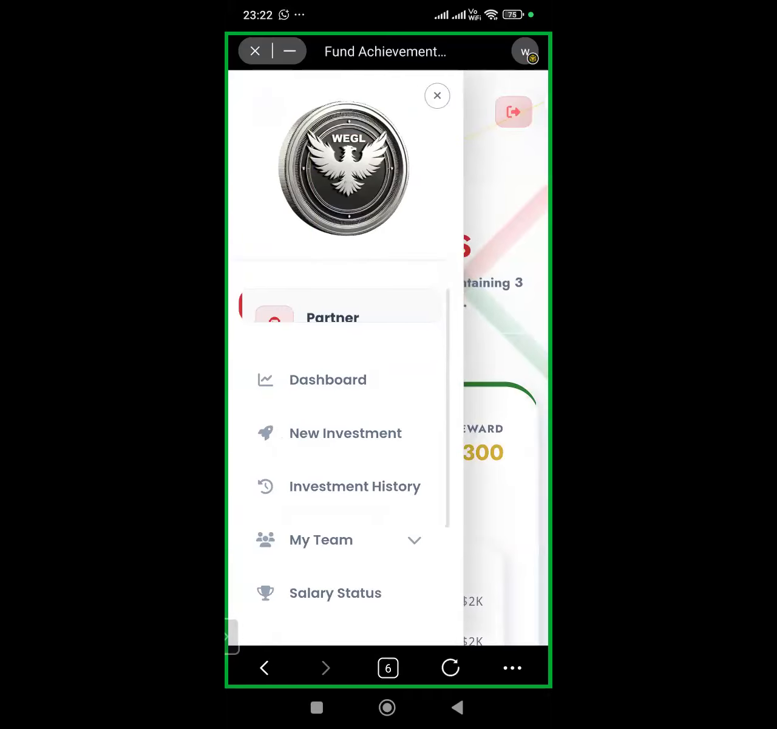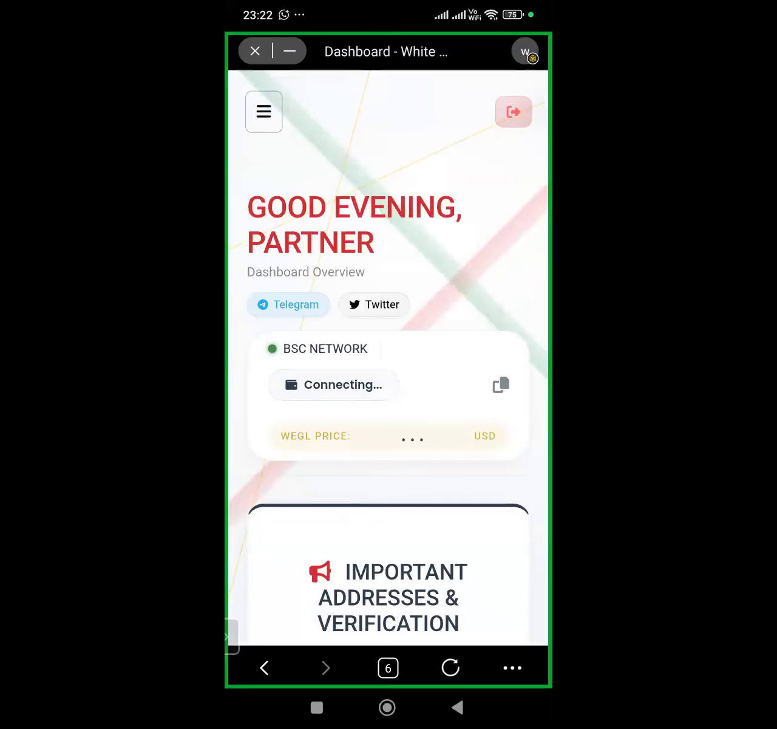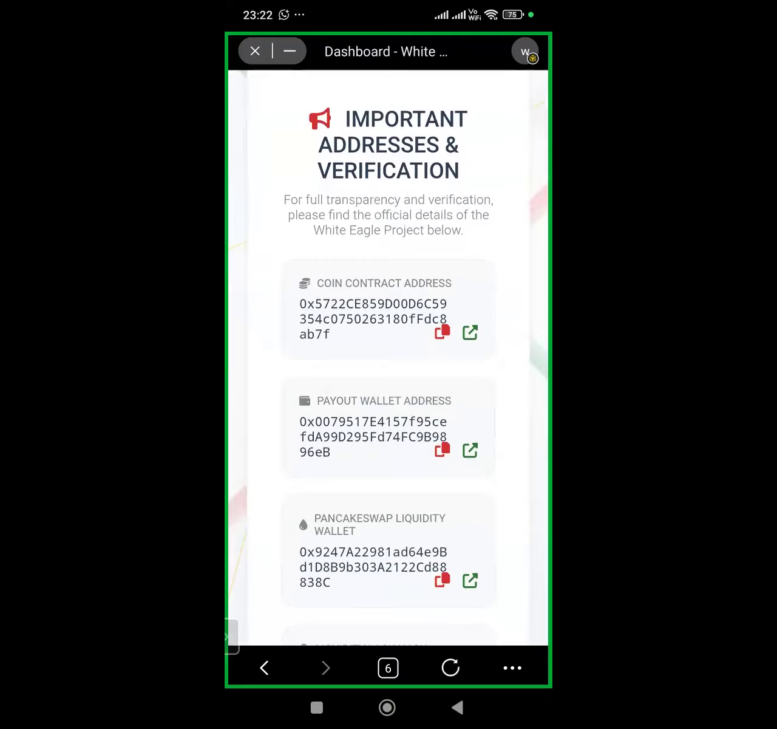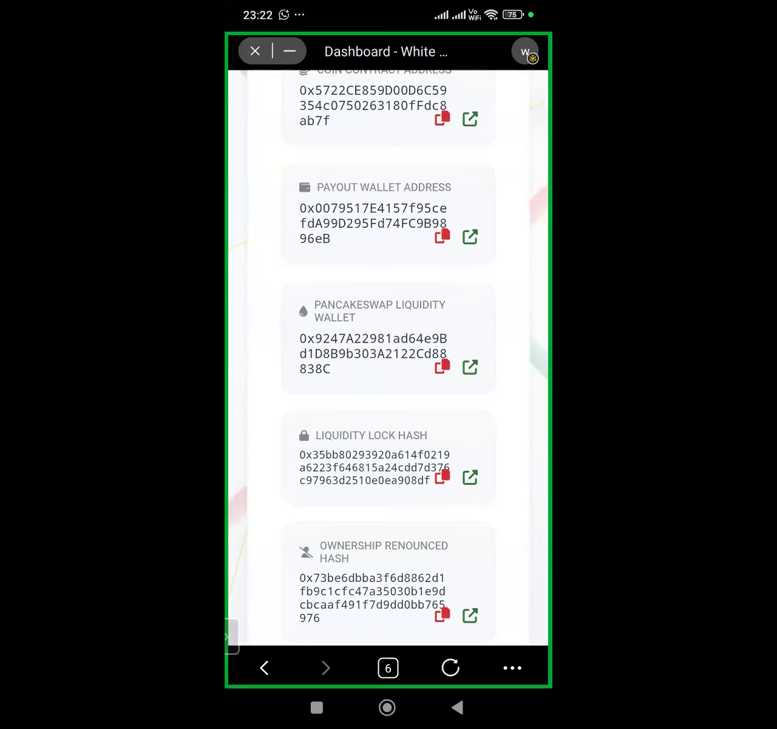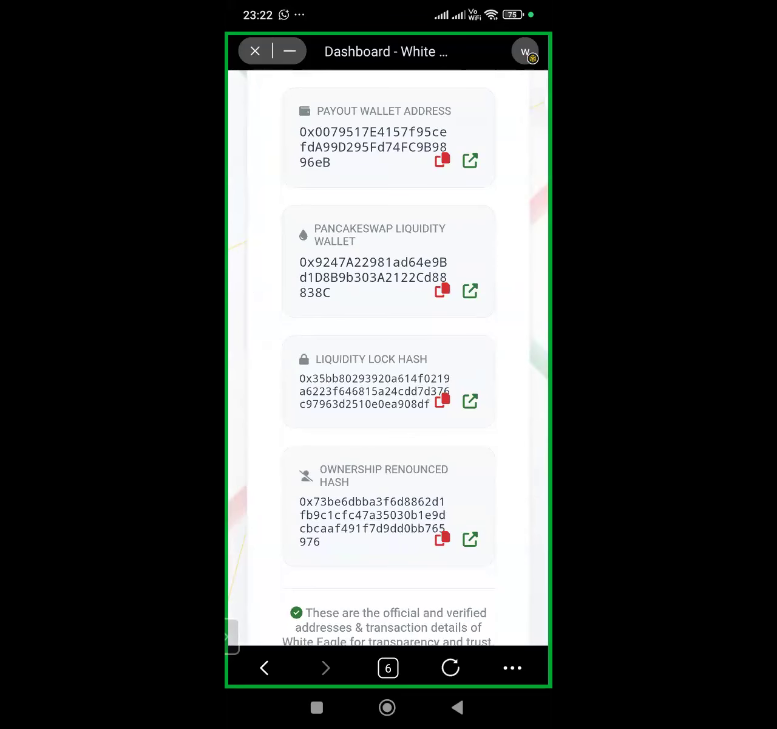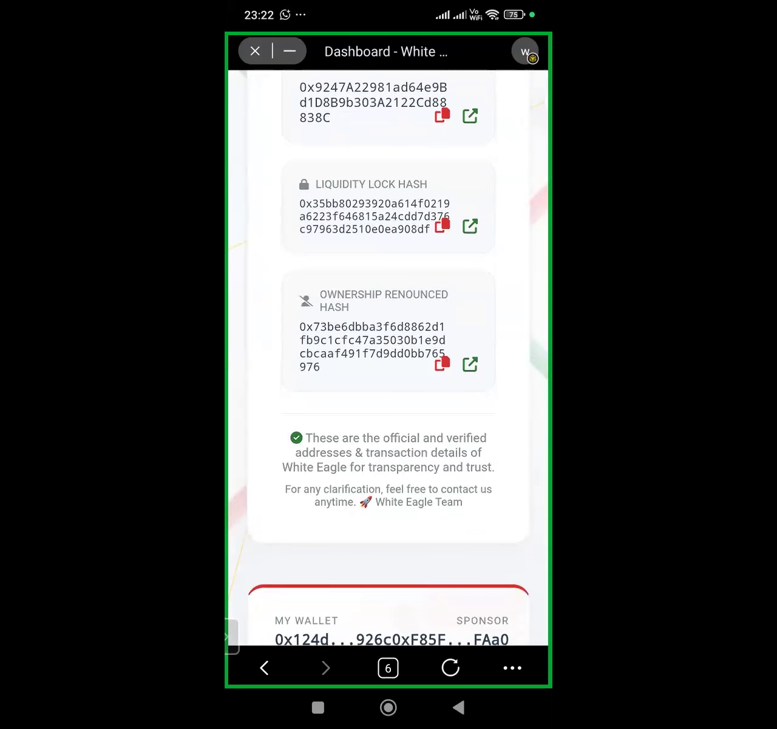As you log in to your account, you should be here on a dashboard. You will see all the verification addresses on the dashboard. You see here the contract address is here, the payout wallet address is here, the Pancake liquidity wallet is here, and the liquidity lock. They have locked the liquidity, the hash is here. They have renounced the ownership, the hash is here.